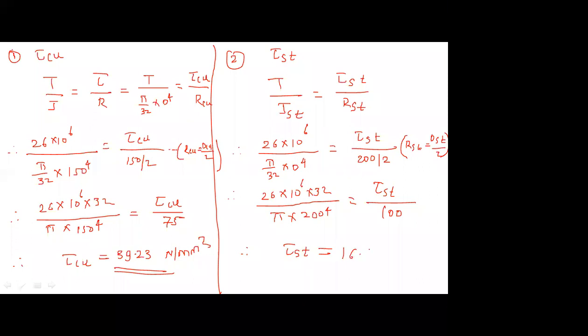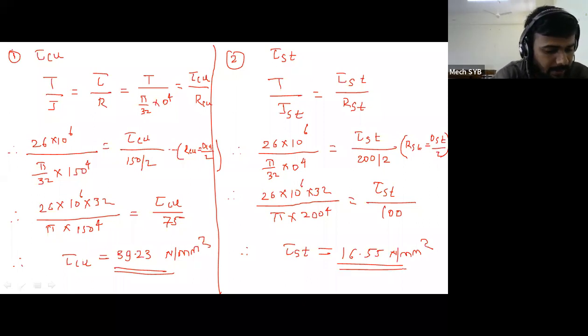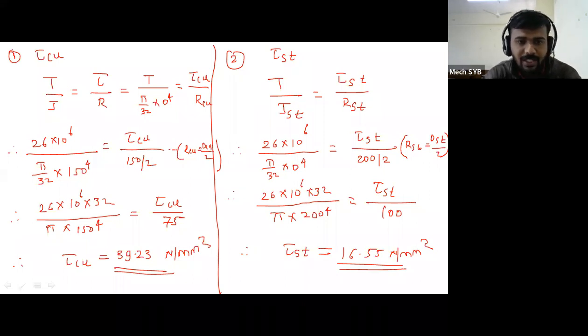Newton per mm square. We check. 16.55 Newton per mm square. Yes, 39.23 Newton per mm square. This is the tau of copper, that is the shear stress induced in the copper material. Separate stresses we are calculating, and then calculate the tau of steel. Same formula we have to use, but we have to replace the term from copper to steel. Same formula we have written for copper material, same formula for the steel material, and we only put the value of diameters, and further calculation is same. That is 16.55 Newton per mm square.